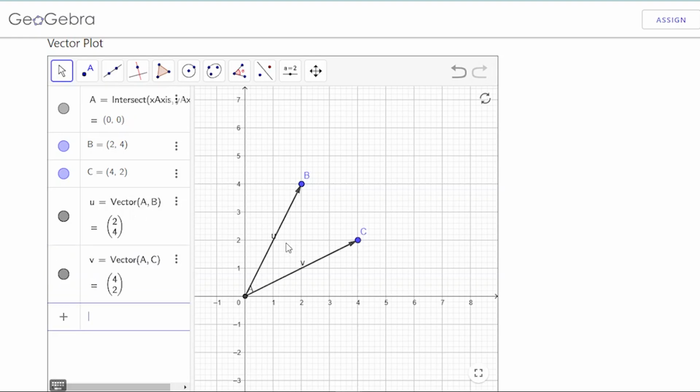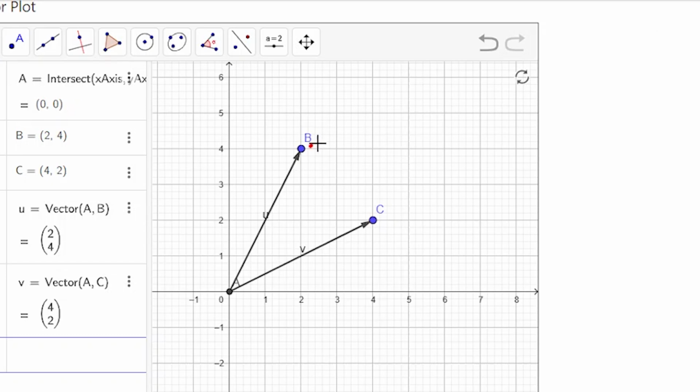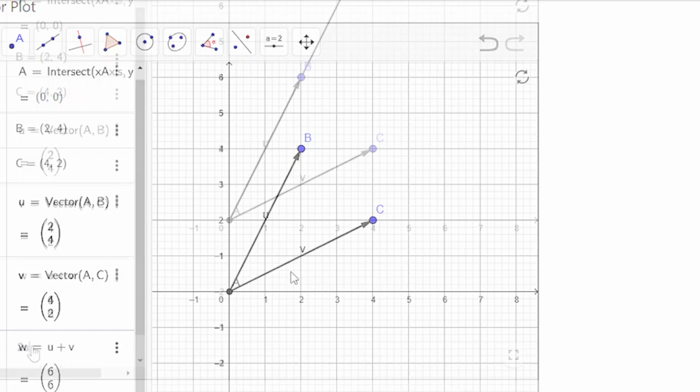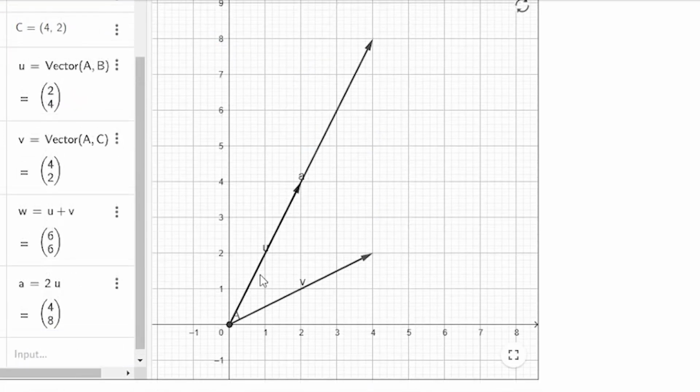So I get these two vectors now, and I have to draw this point down here. The new vector, which is again from the origin, is going to be this point, u plus v. How about if we scale u to be twice as long? Now it did not change direction, it's still in the same direction, it just expands to twice the length. Now I have a new vector called a.